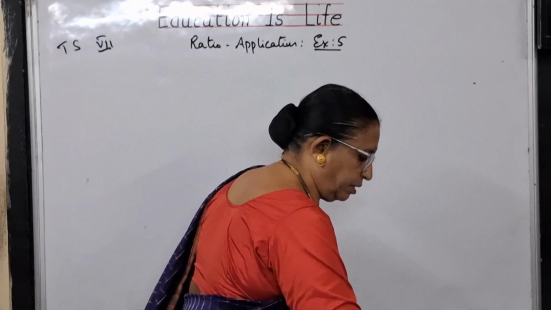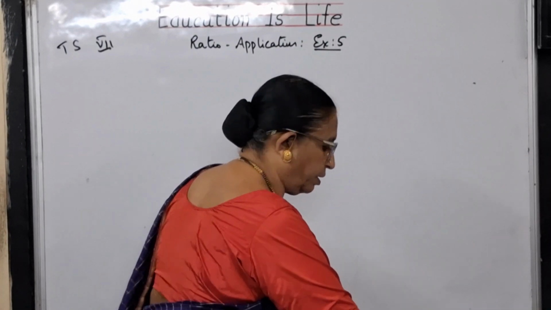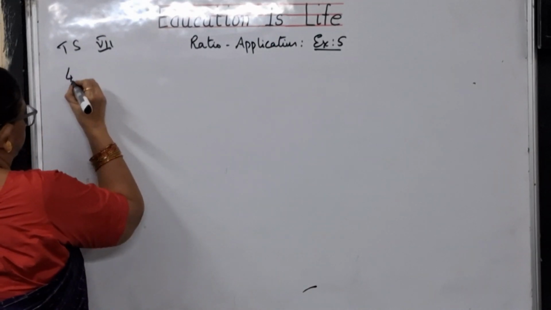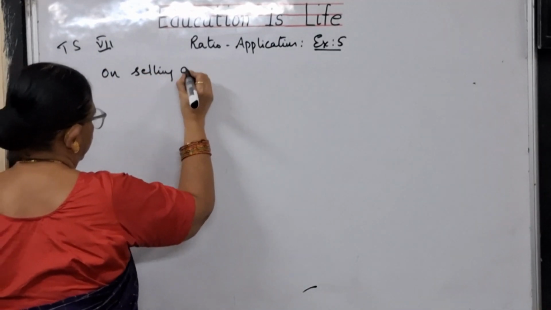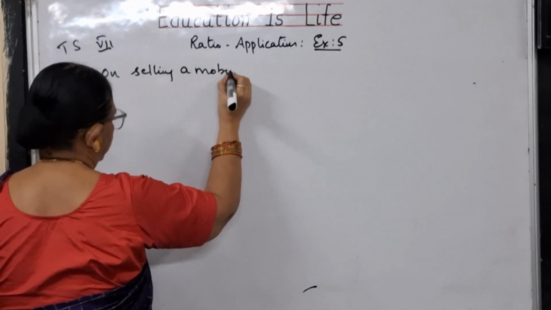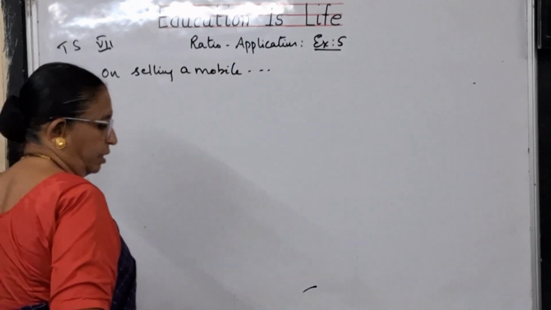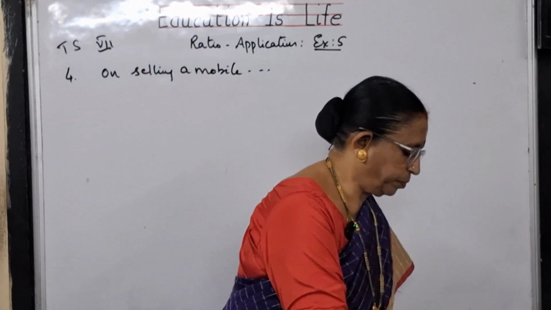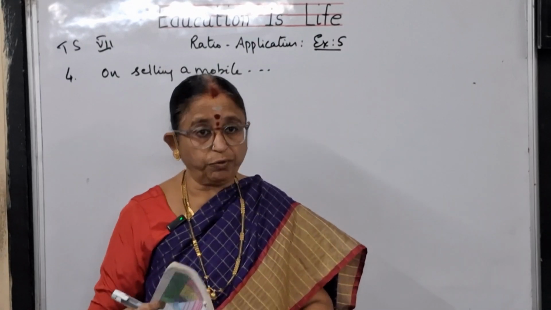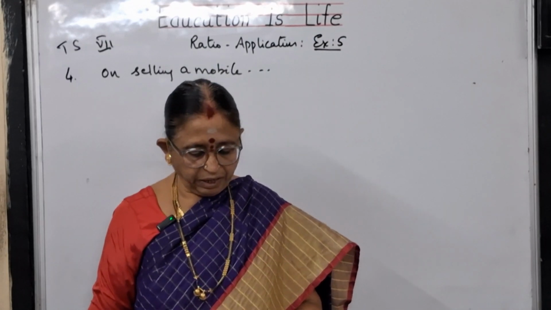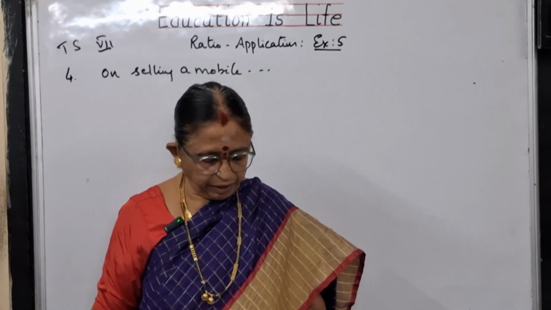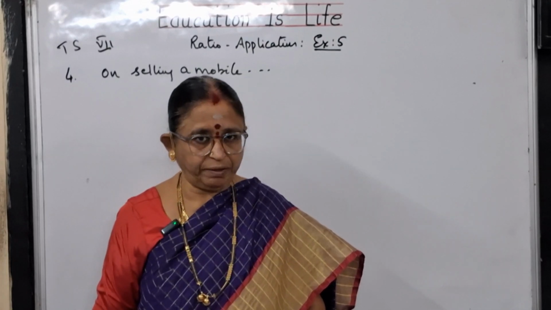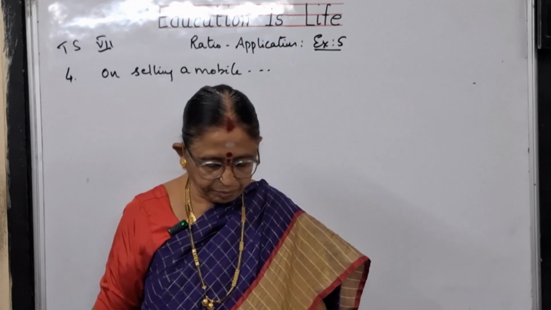Fourth problem is dealing with selling a mobile. Let me read the problem. On selling a mobile for rupees 750, a shopkeeper loses 10%. So his selling price is 750 rupees and the loss percent is 10%.